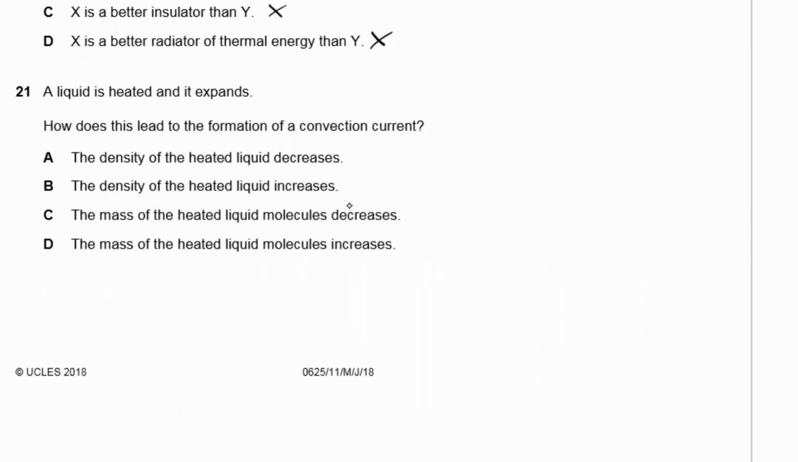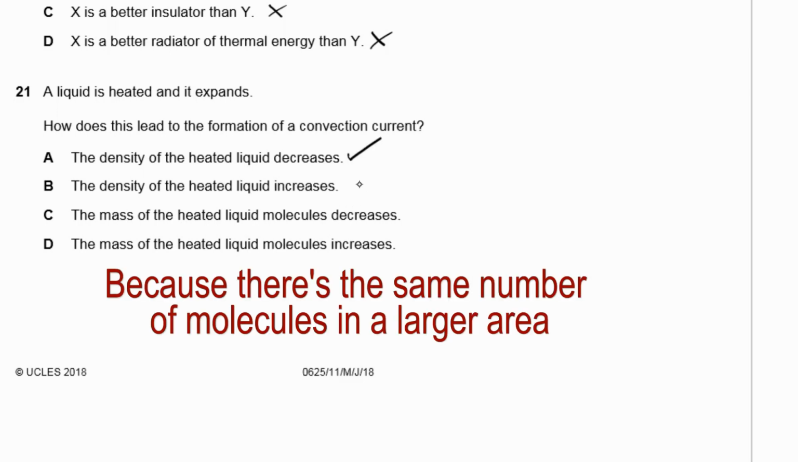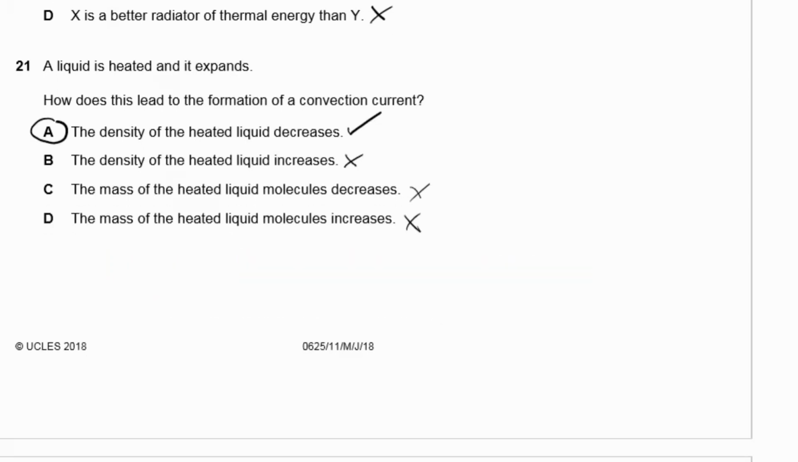21. A liquid is heated and it expands. How does this lead to the formation of convection current? Well, the density of the heated liquid decreases. There we go, that's absolutely true. The density of the heated liquid increases? Nope. The mass of the heated liquid molecules decrease? No, same number of molecules, nothing happens to the mass. The mass of the heated liquid molecules increases. And no again. So it's option A, the density of the heated liquid decreases. And that's why things move around to set up large convection currents.